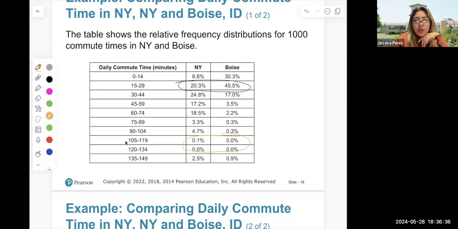Normally there's not going to be a lot of people with commutes between an hour and 30 minutes, an hour and 45, or 2 hours here. 120 minutes is 2 hours. So this is already 1 hour and 30 minutes. Anything past that is pretty unrealistic. But look at New York. There is still a chance that it might take more than 2 hours and 30 minutes to commute in New York, whereas in Boise, you won't have it.